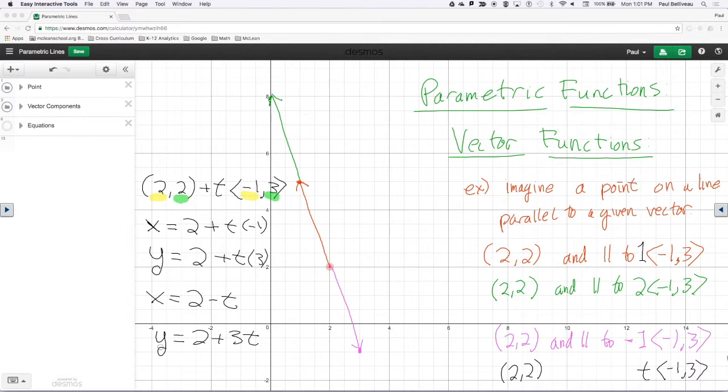If we've done this correctly, then any number you pick for t will give you a point on this line. Put in 0 for t, you'll get 2, 2. Put in 1 for t, you'll get 2 minus 1, which is 1. You'll get 2 plus 3, which is 5. 1, 5, that's this point here. That's how we got along that vector. Okay, so we'll talk later about the advantages to using parameters as opposed to other things. But this is how you find a parametric equation of a line using vectors and a point.